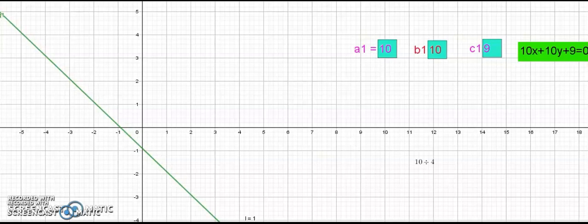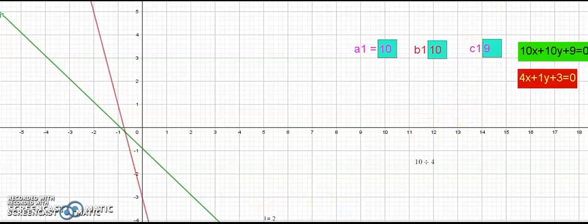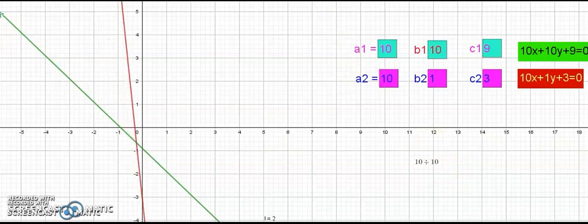Now, let us consider one more line. As we are dealing with pair of straight lines, let us consider one more line which is red in color now, and its equation is 4x plus y plus 3 is equal to 0. Let us note down the coefficients a2 which is equal to 4, b2 which is equal to 1 in this case, and c2 which is equal to 3. Let us try to change the values of a2, b2 and c2 and observe the corresponding change here in the graph.